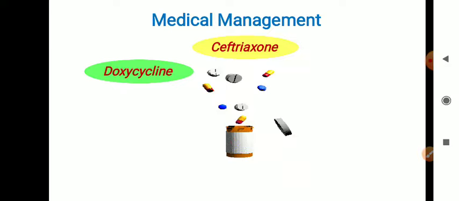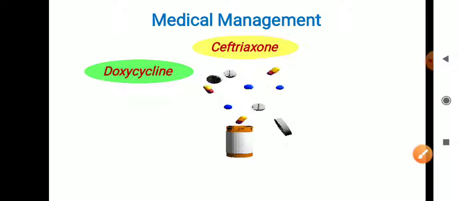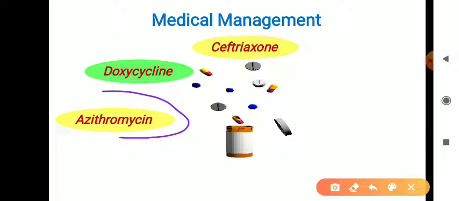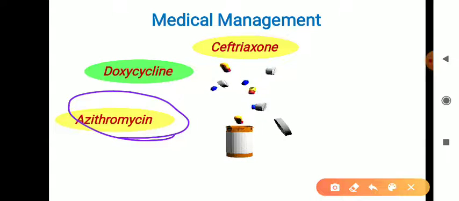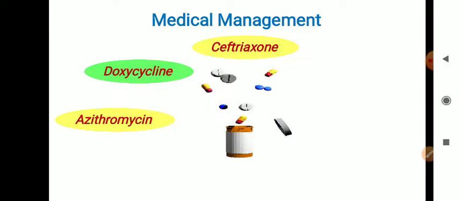And the second drug is doxycycline. It inhibits the bacterial protein synthesis, and it inhibits the growth of the bacteria. And the third one is azithromycin. It treats mild to moderate infection that is caused by chlamydia or gonorrheal infection.